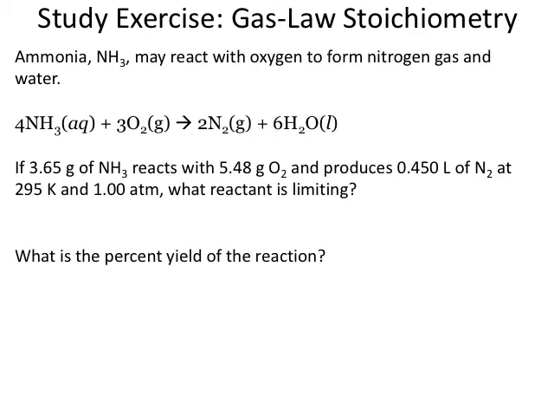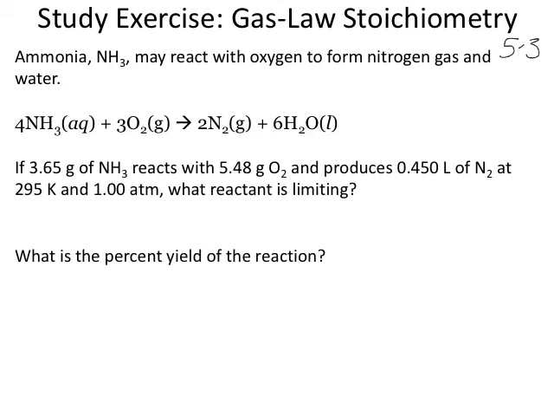This is problem 5-3. And it gives you a chemical equation. Ammonia, NH3, may react with oxygen and form nitrogen gas and water. Okay? And there's your equation. Now's the numbers. You got 3.65 grams of ammonia that reacts with 5.48 grams of oxygen. So obviously you know this is going to be a limiting reagent because you're given gram amounts of both reactants. And it tells you what it produces.